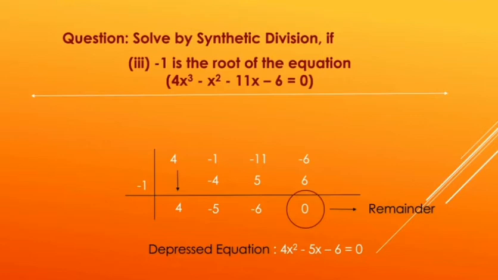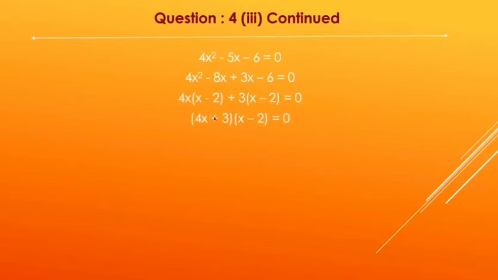And now we have to solve this equation for x, and you know very well that we can do the midterm breaking here. 4x square minus 5x minus 6 is equal to 0. So we have to find two factors whose product is minus 24 and sum or difference is minus 5. So it is minus 8x plus 3x. Now we will do the factorization of the first two terms. 4x will be common and x minus 2 will be in the brackets, plus 3 will be common and x minus 2 will be in the brackets. So x minus 2 is common and 4x plus 3 will be written here.